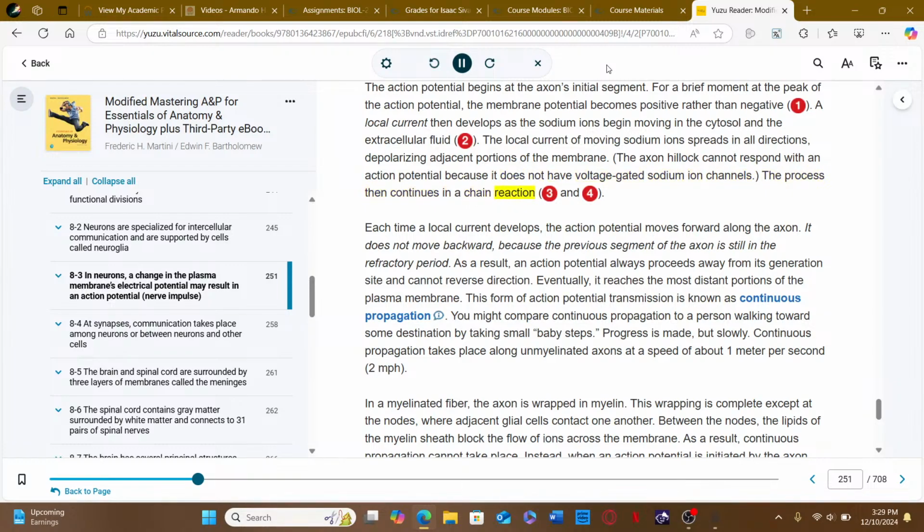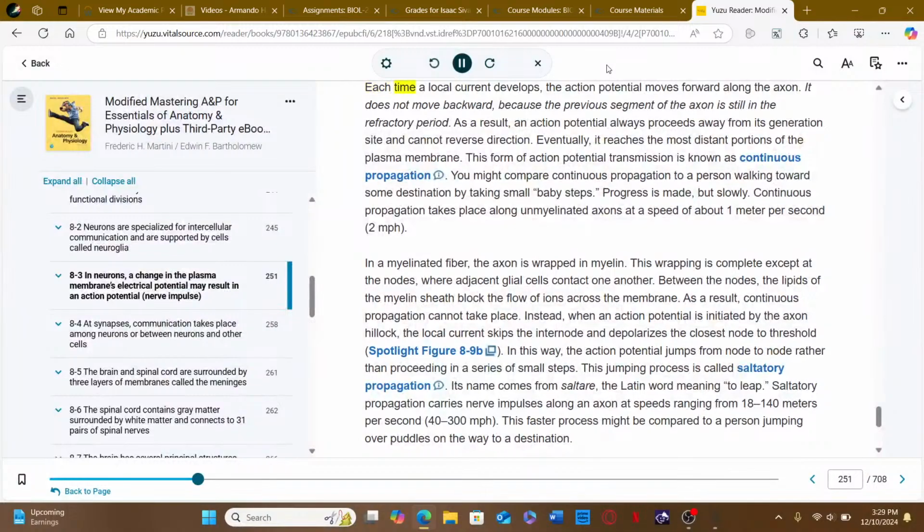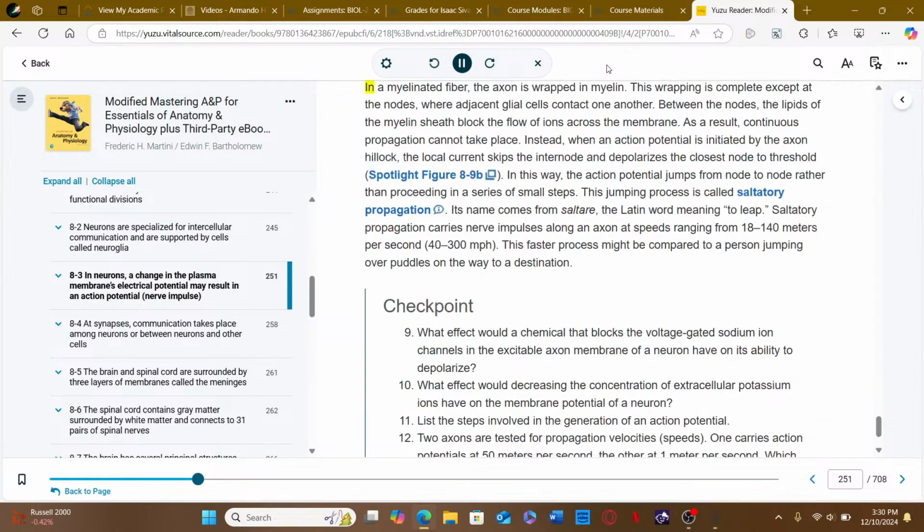The process then continues in a chain reaction, and each time a local current develops, the action potential moves forward along the axon. It does not move backward, because the previous segment of the axon is still in the refractory period. As a result, an action potential always proceeds away from its generation site and cannot reverse direction. Eventually, it reaches the most distant portions of the plasma membrane. This form of action potential transmission is known as continuous propagation. You might compare continuous propagation to a person walking towards some destination by taking small baby steps. Progress is made, but slowly. Continuous propagation takes place along unmyelinated axons at a speed of about 1 meter per second, 2 miles per hour.